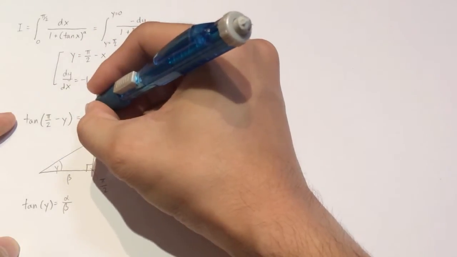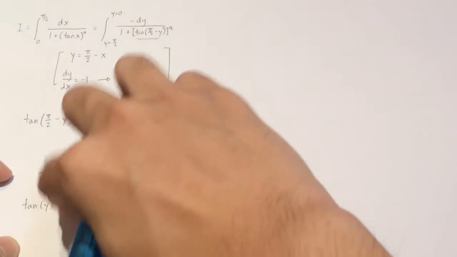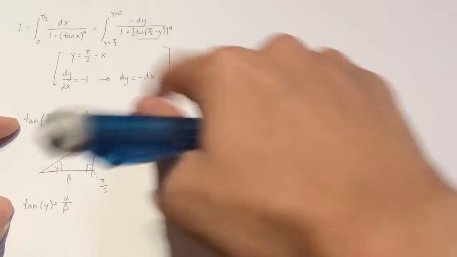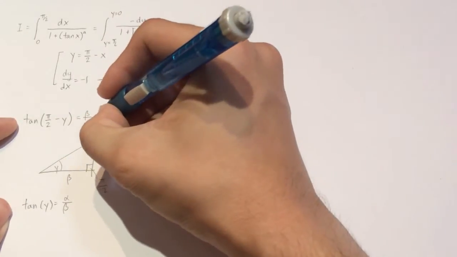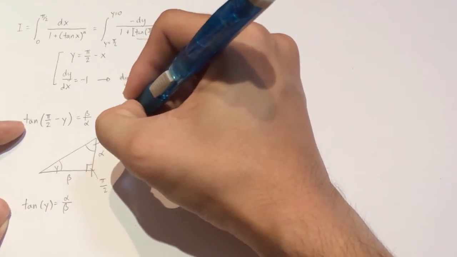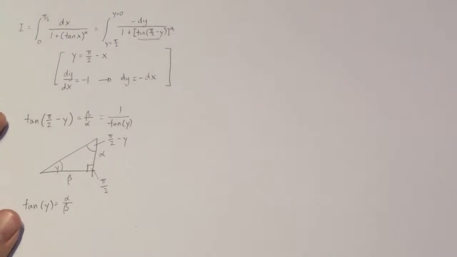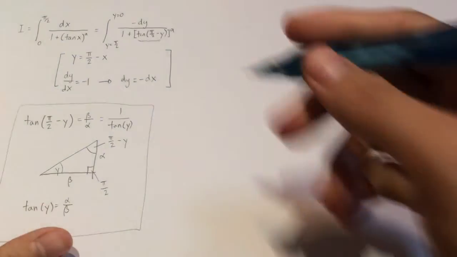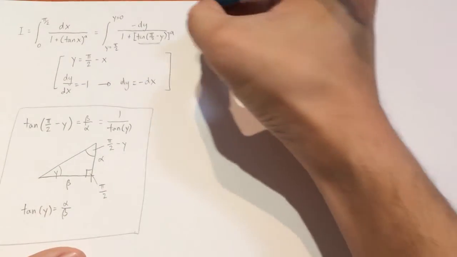So equal to beta divided by alpha. And as you can see, they're reciprocals of each other. Tan y is the reciprocal of tan(pi/2 minus y). So this means that this will equal 1 over tan y. And that is the beauty of why we made this substitution that we just did. And so now I can replace that in the integral that we have earlier.